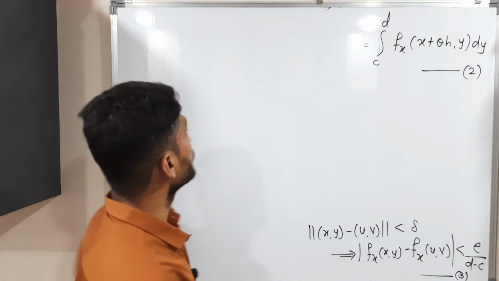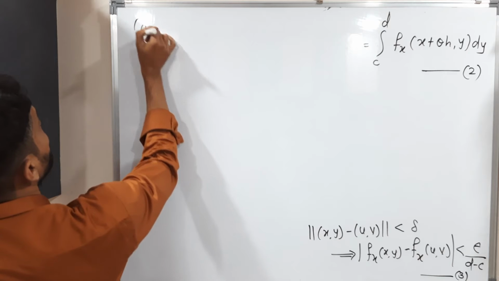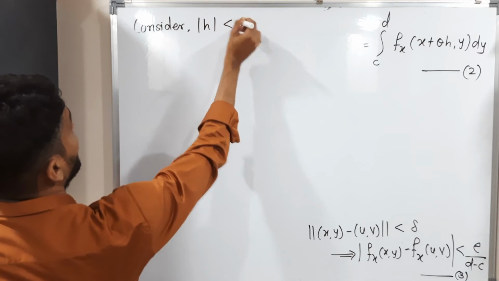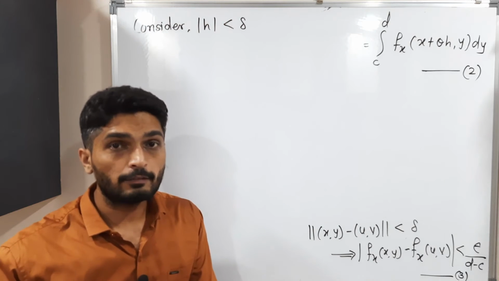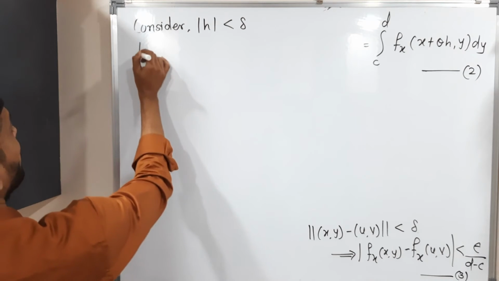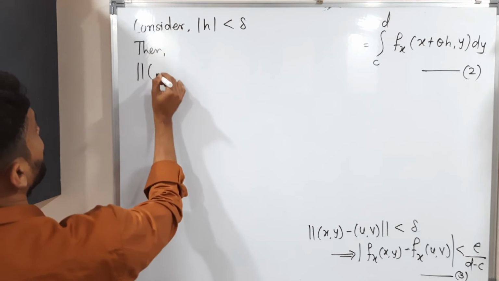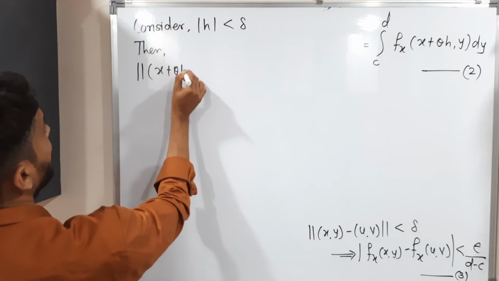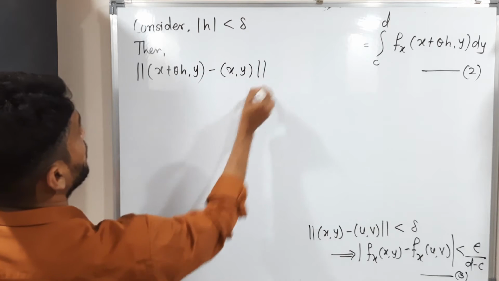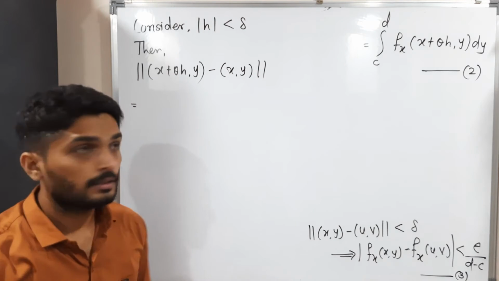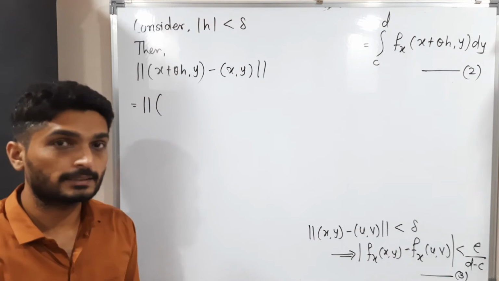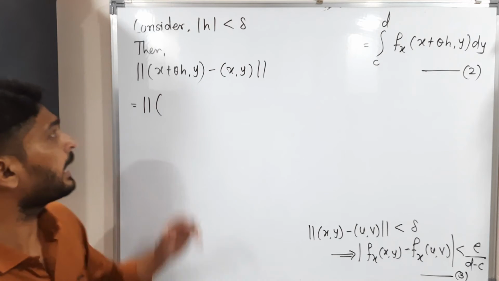After that, I'm going to consider mod h less than delta. And finally we have to prove what we want to prove, g dash of x is equal to whatever. Then see what will happen. Let us find the norm of (x + theta h, y) minus (x, y). We can subtract component wise: first component minus first component, second component minus second component.